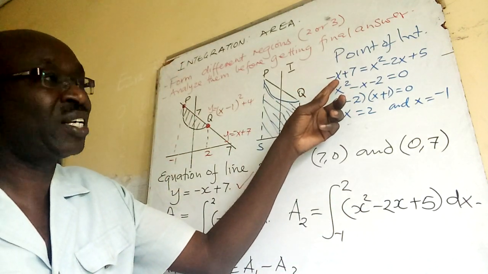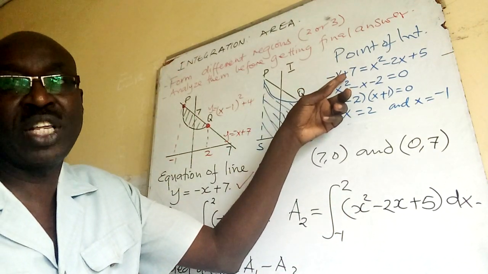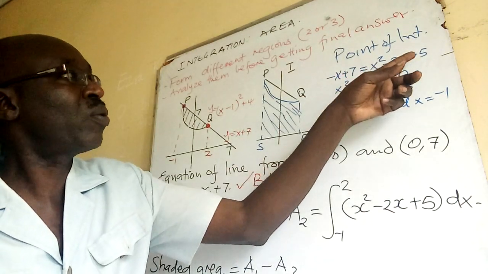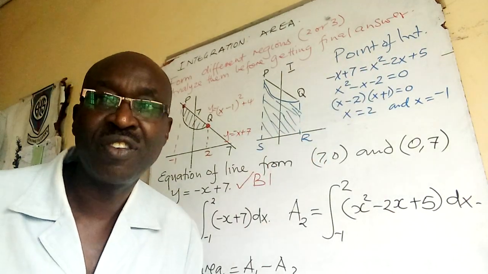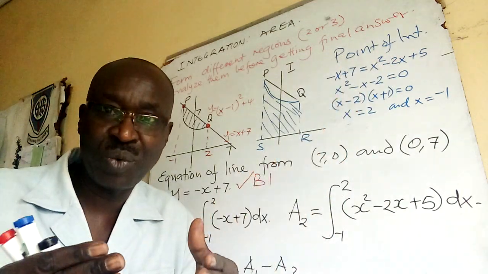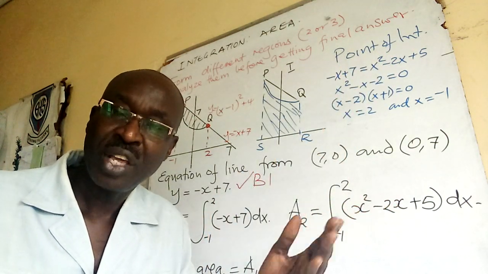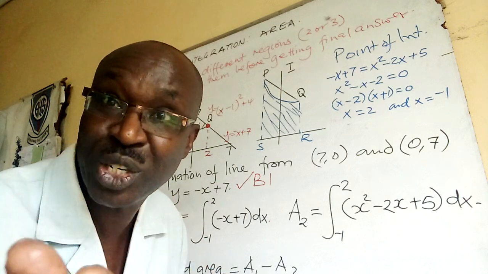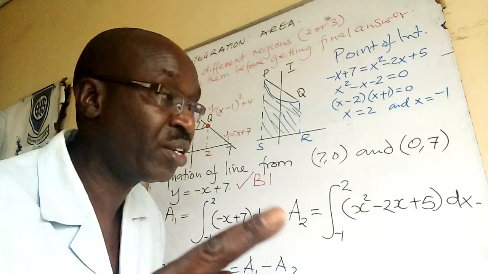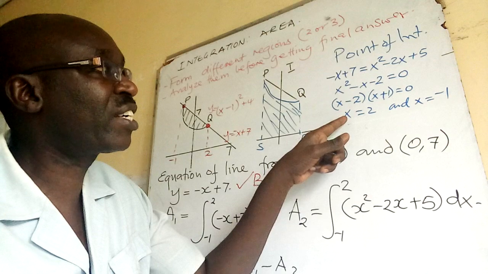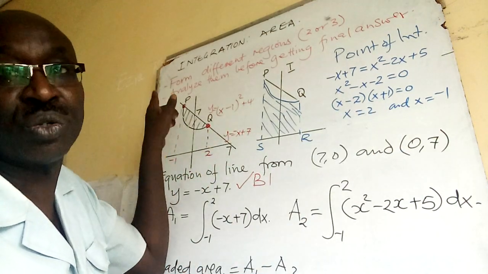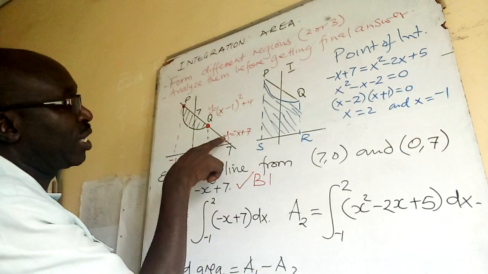Y was equal to this for the line. Y was equal to this for the curve. These two parts, you equate them, solve. Get the x values. If I wanted coordinates, very important, if I wanted coordinates, I take x in any of these equations. So this is the cheapest.